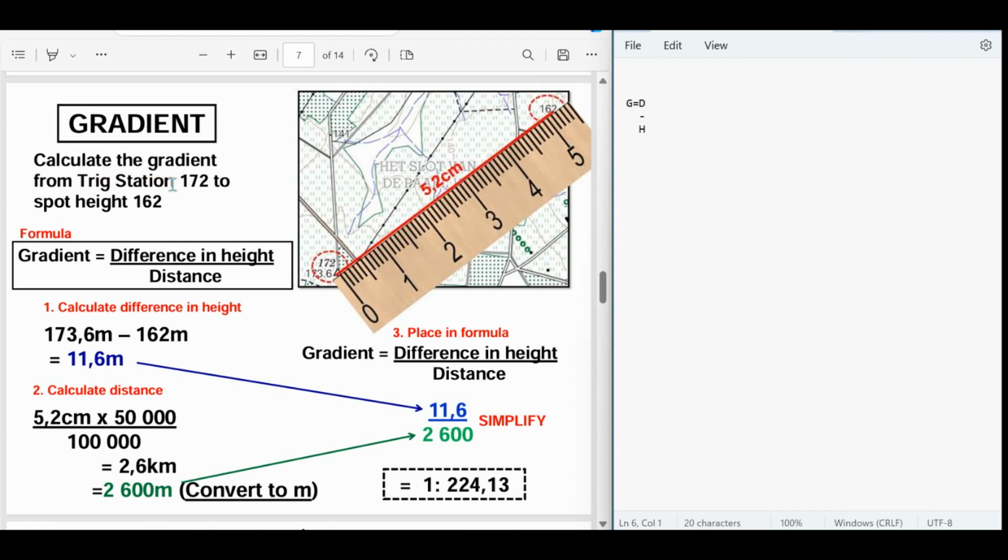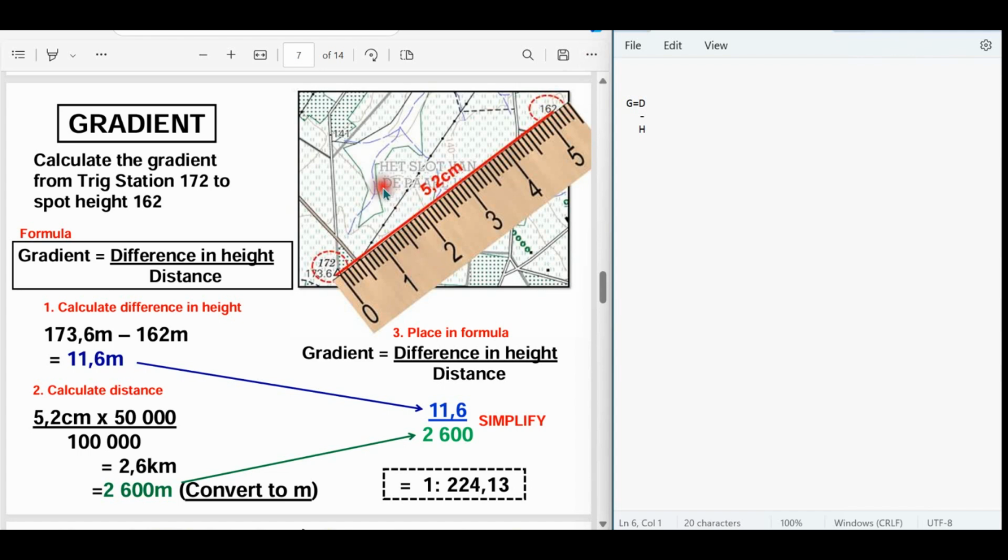Now the formula for gradient says gradient is equal to difference in height divided by distance. The difference in height that they talk about is the difference in height between trig station 172 and 162, because clearly the gradient deals with the relationship between the height and the distance. Now the gradient tells us how steep the straight line is.